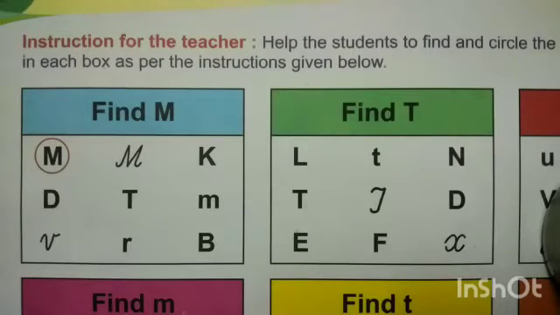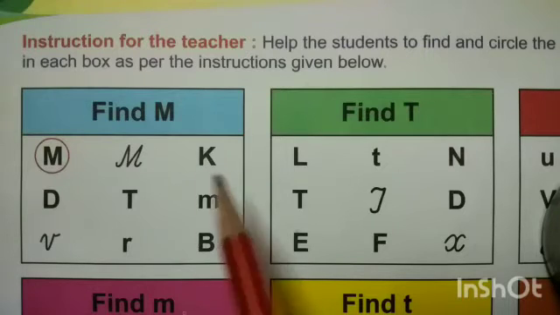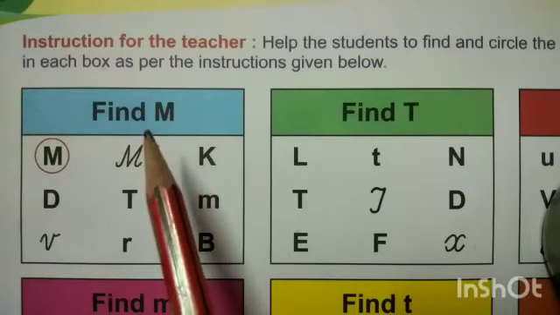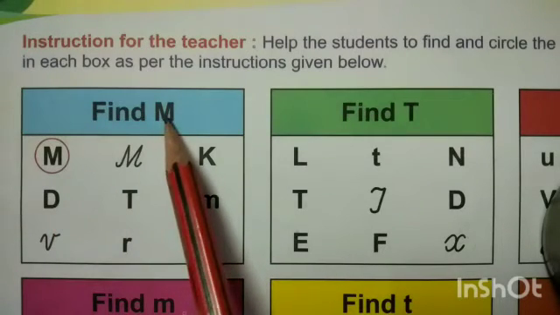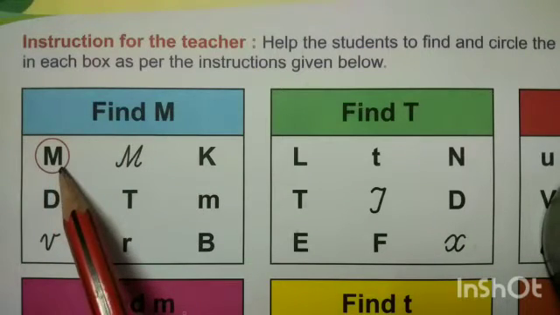Children, this is worksheet page number 377. In this worksheet, we will learn to circle the correct letter from each box. Now first I will explain what you have to do. Find M. Here which letter is written? M, capital M. So from this box you have to find out this capital M. See, here it is. The first one is done for you.